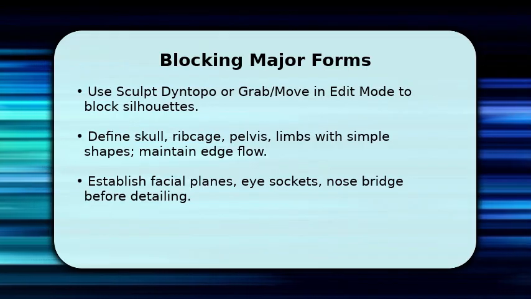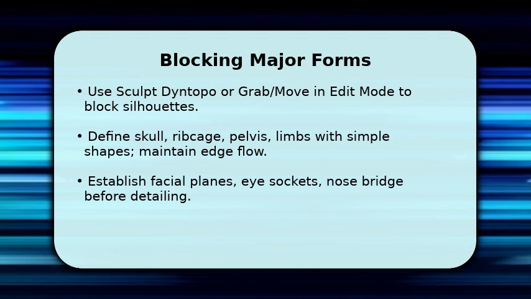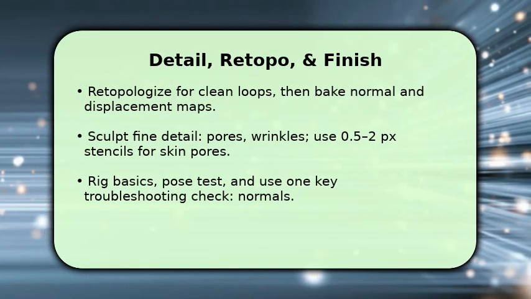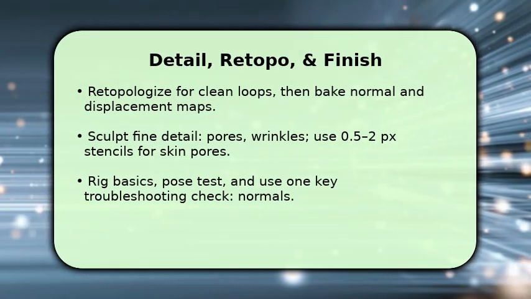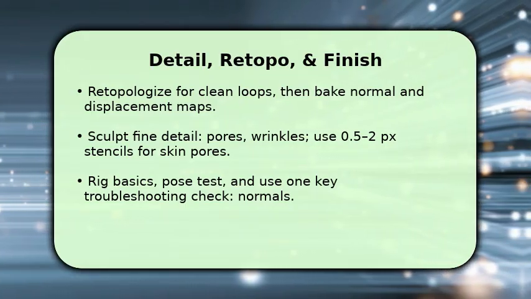Once major forms align with reference, refine facial planes by carving cheek, brow, and eye sockets so downstream retopology follows clear contours. This is where proportion becomes believable. Finish by retopologizing to create efficient edge loops, then project your high-res sculpt onto that mesh and bake normal and displacement maps to preserve detail.